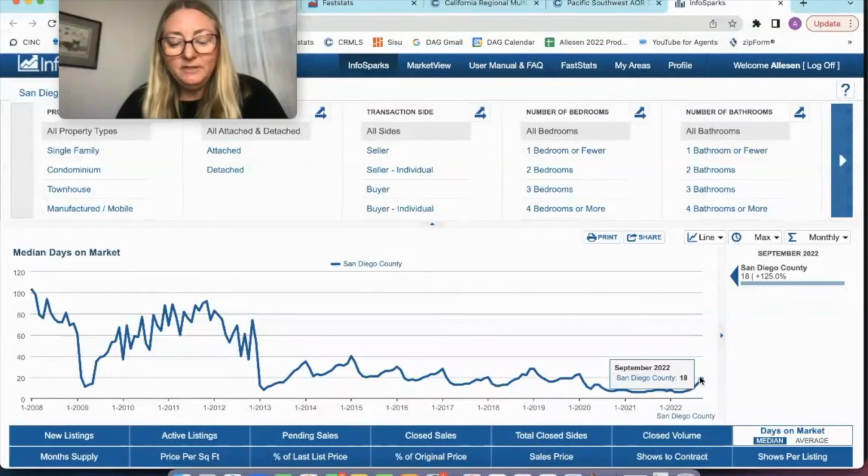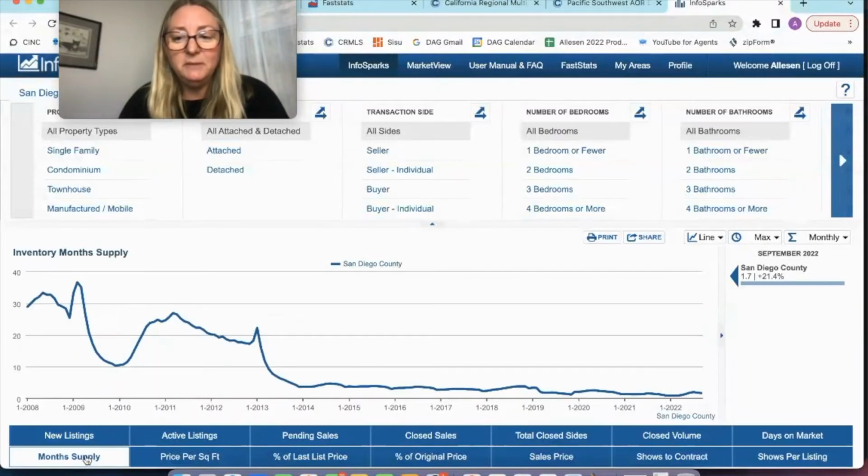And you look at that and it's like, all right, so things are selling really fast. We don't have very much inventory, but prices are going down. What's going on? Does this mean we're in a buyer's market? Well, let's go look at months of supply.